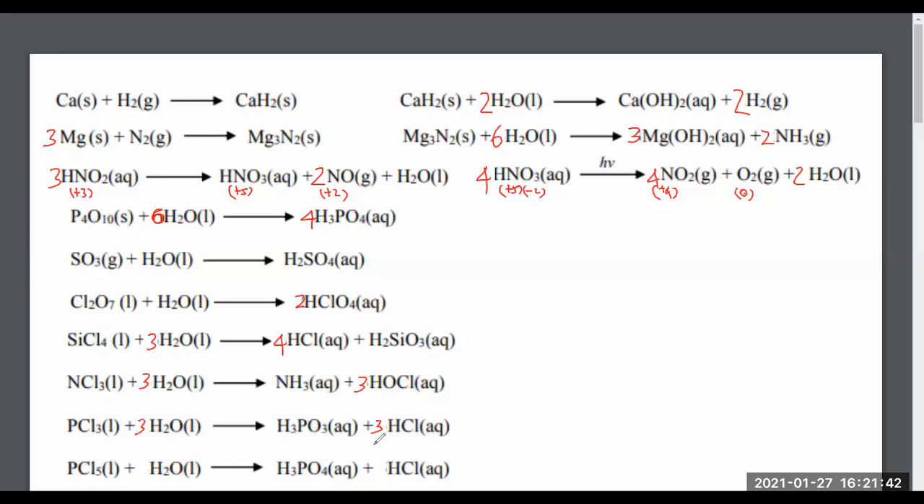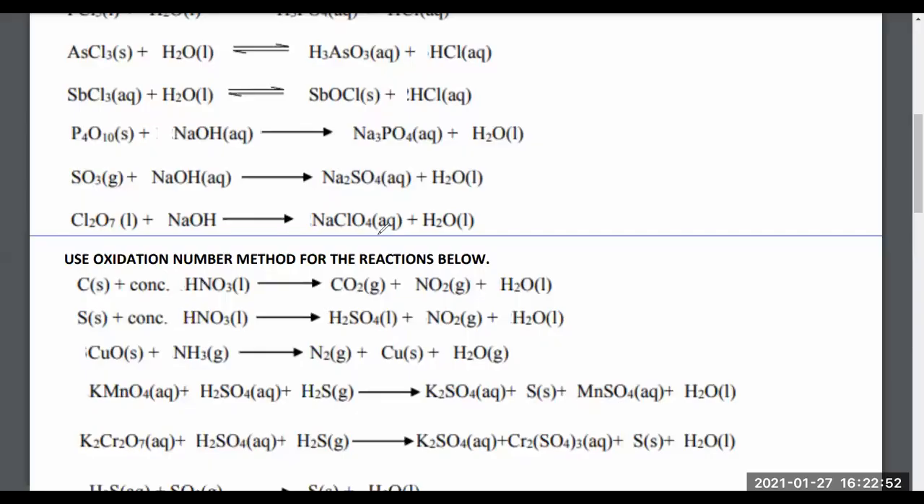5 chlorine on the left side. To balance that, I will put a 5 here. And then hydrogen, I have 8 on the right hand side. Therefore, I have to put a 4 here. So that's it. And then the next 5, again, pretty much easy.